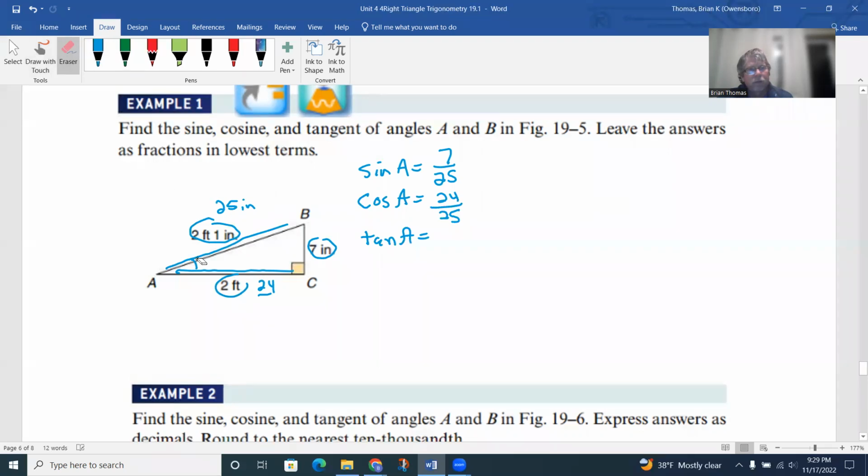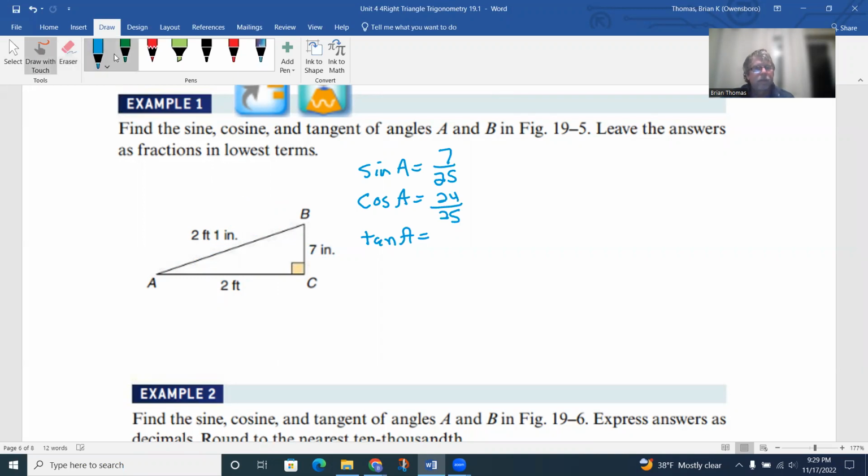So if I clear this up a little bit, again, if we're talking about angle A, we said this is actually 24 inches, and this is actually 25 inches, because we want everything to be in the same unit of measurement. Otherwise, we can't make any math out of it. So again, 7 is going to be the opposite, and the 24 would be the adjacent.